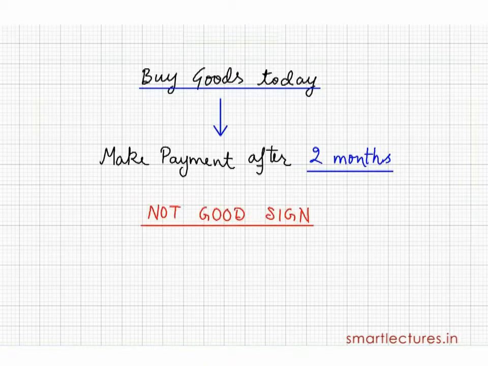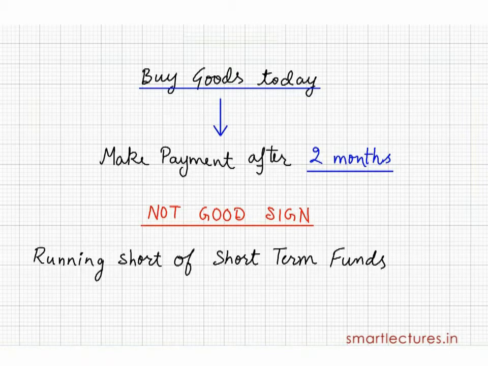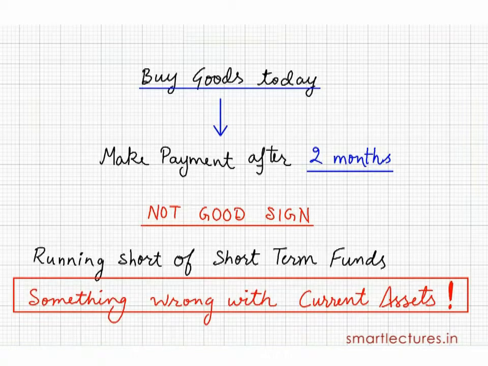It's not a good sign for this company, because last year the company was able to make the payments after 1 month, but this time the company is able to make the payments only after 2 months. It means the company is running short of short-term funds. It means there's something wrong with the current assets of the company.